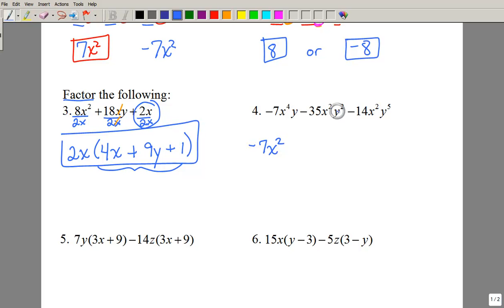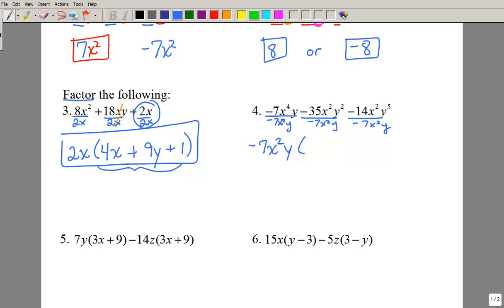Do they all have a y? Yes, they do. And the lowest power would be y to the first power. So that's the GCF. Now we should divide each one of these by that GCF. And if you can do that in your head, that's great, but I'm going to write it down so we can actually see that division.